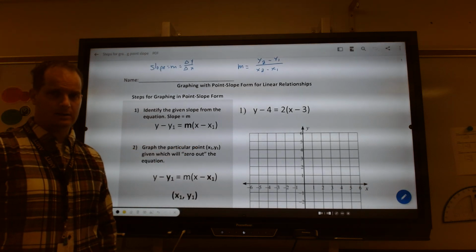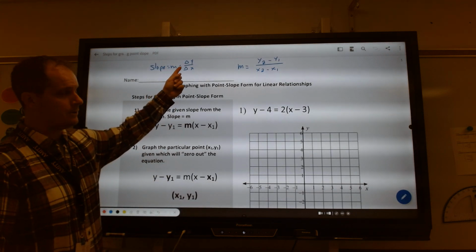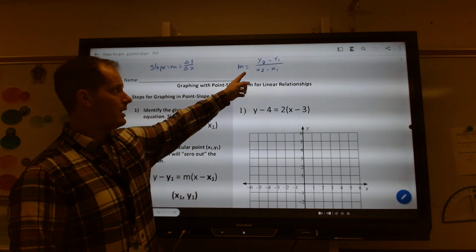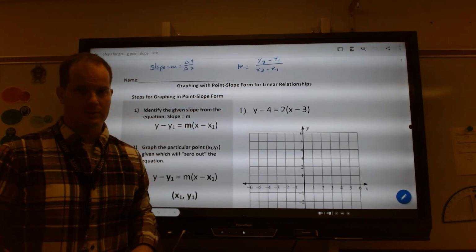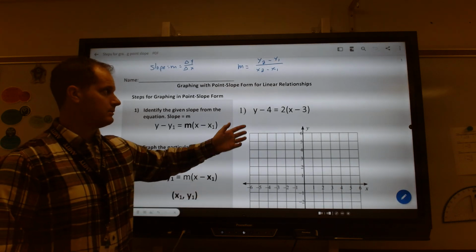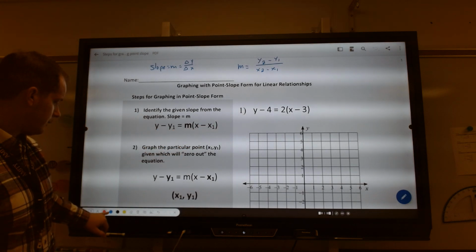Now where this actually comes from is from slope, which is m, your delta y over delta x, change in y over change in x. We know that we can write our change in y as y sub 2 minus y sub 1 over x sub 2 minus x sub 1. That's where that is. Now where this is derived from is that slope formula.